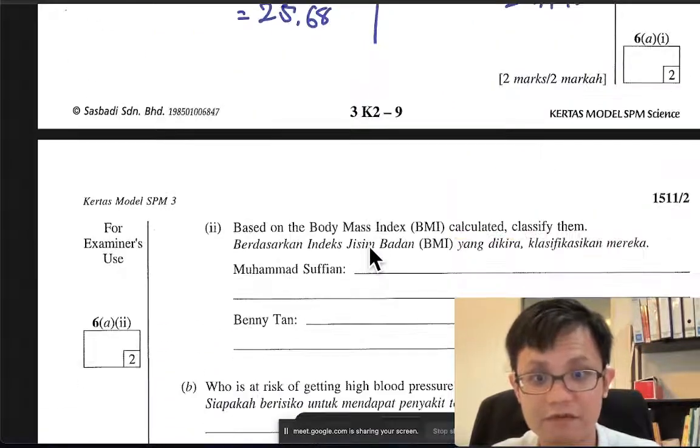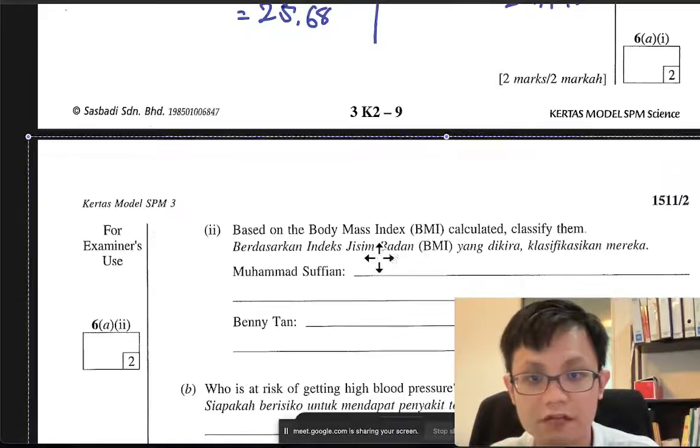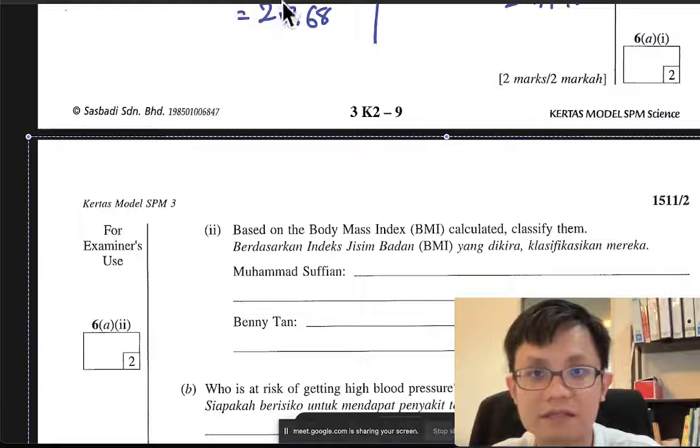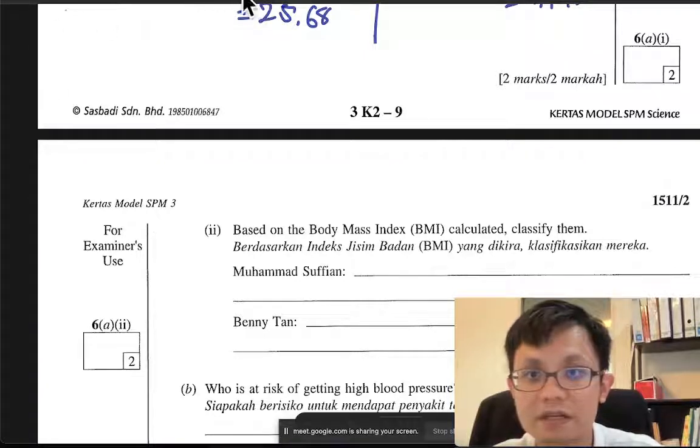Wait, let me put here: Sufyan is overweight. Wait, let me take my pencil. Where is my pencil? Here.